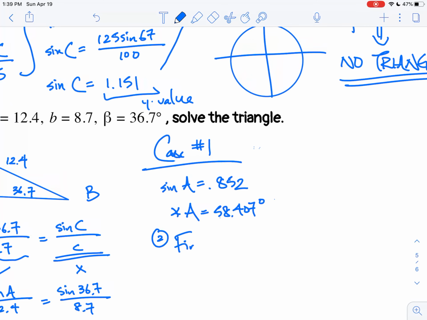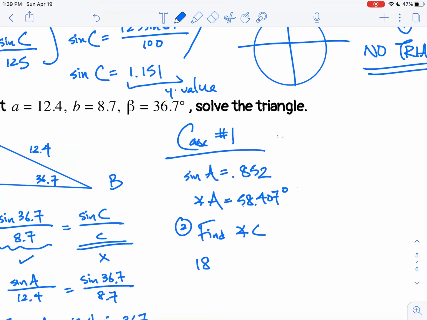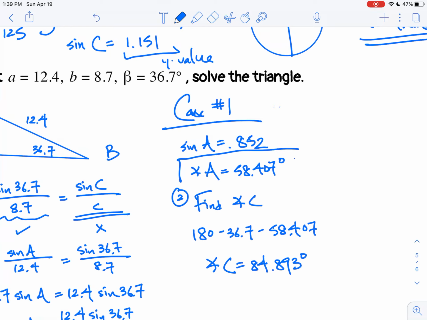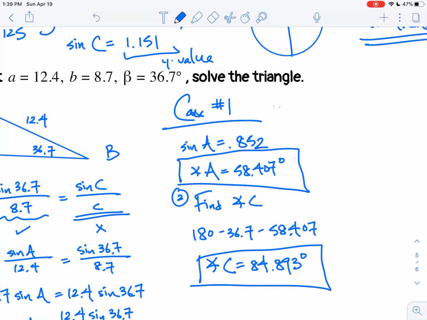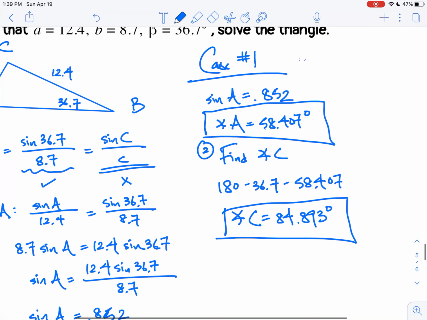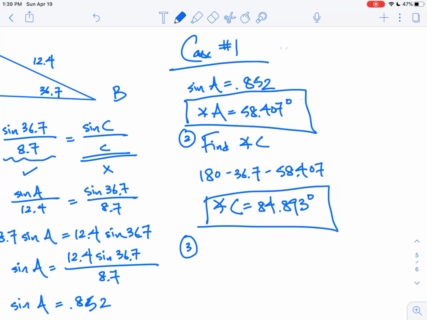Then step 2, I'm going to find angle C because I have all 3 angles. So 180 minus 36.7 minus 58.407 will give me an angle C of 84.893 degrees. All right, so I have angle A, I have angle C, and so the only other thing I need to find now is little c. So I'm going to use my new angle C to help me find little c.